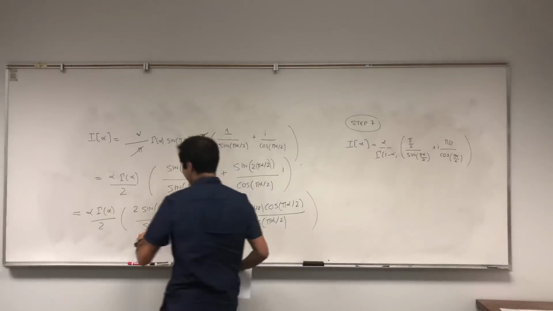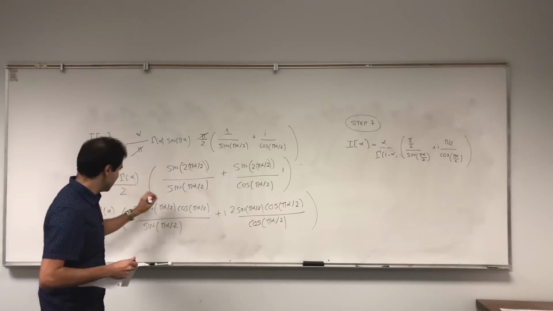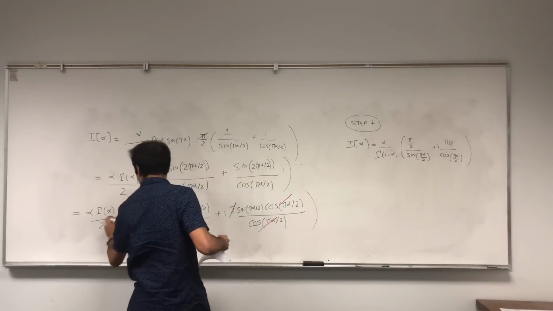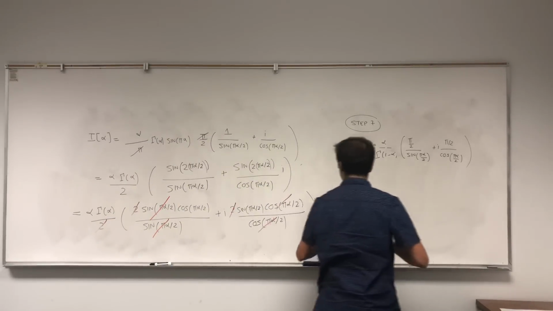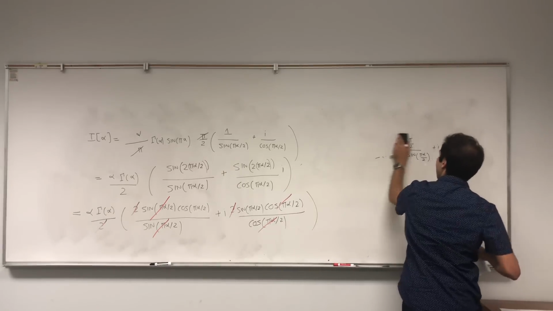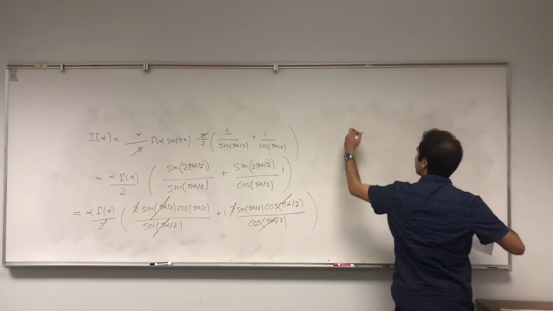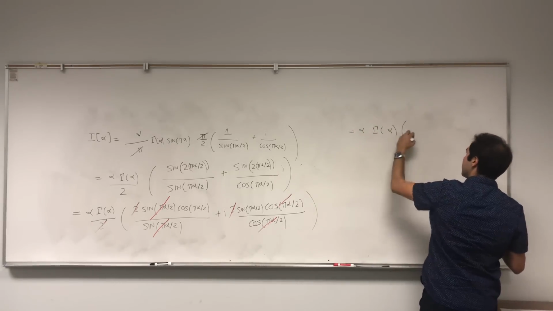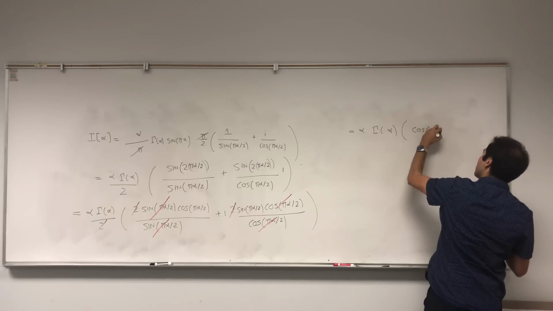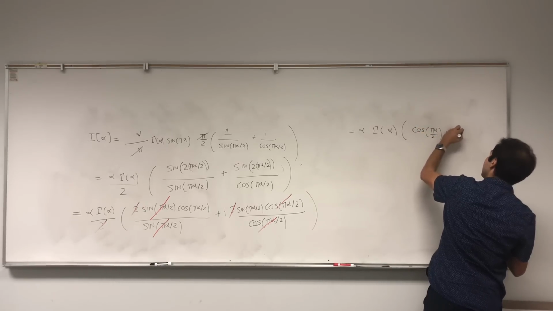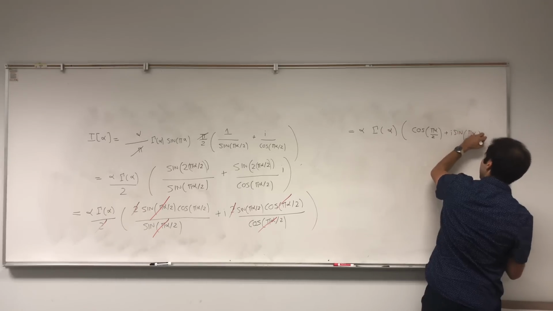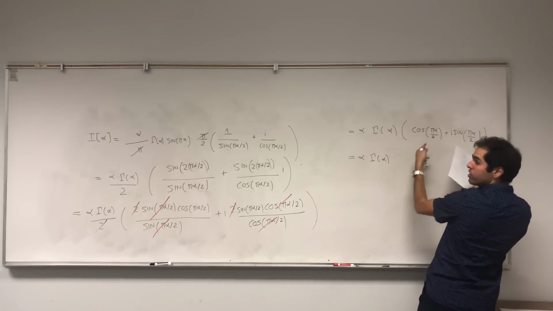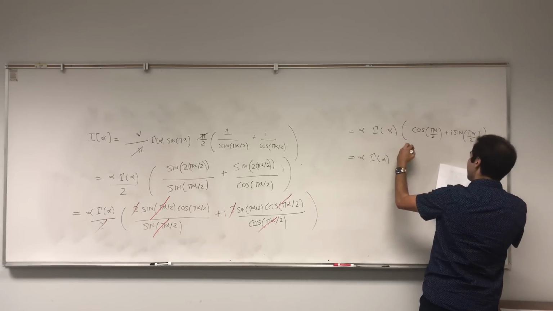All right, and now again, the most beautiful part of today's video. Those things cancel out. Those things cancel out. And what you're left with is alpha, gamma alpha, times cosine of pi alpha over 2 plus I sine of pi alpha over 2. But that is gamma alpha, gamma of alpha, and this is just a complex exponential e to the I pi alpha over 2.